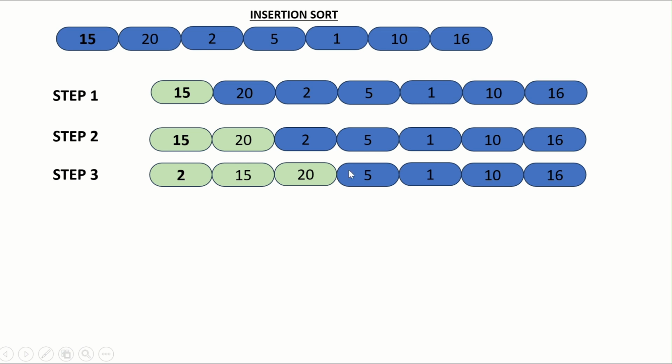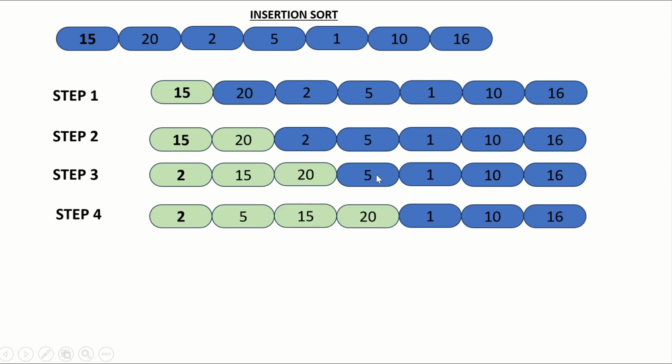In step 4, it will check 5. 5 is less than 20, so it will check with 15. 5 is also less than 15, so it will check with 2. And 5 is greater than 2, so it will occupy the position after 2.